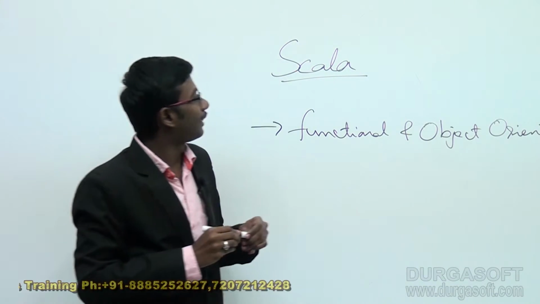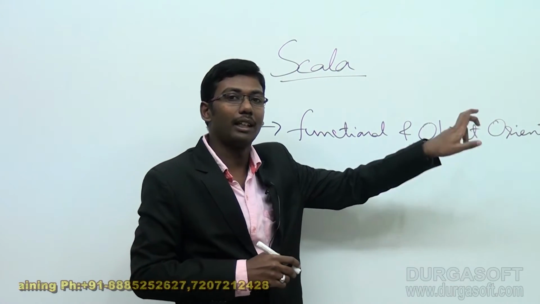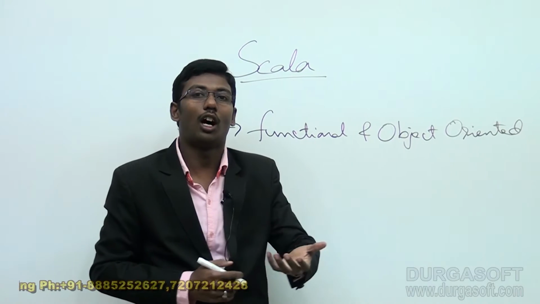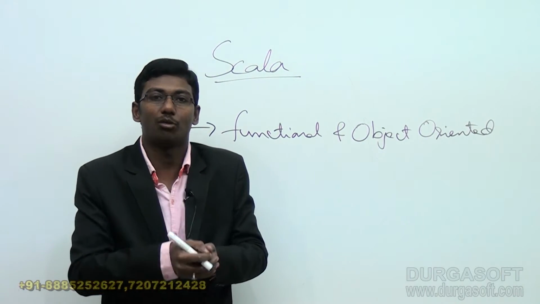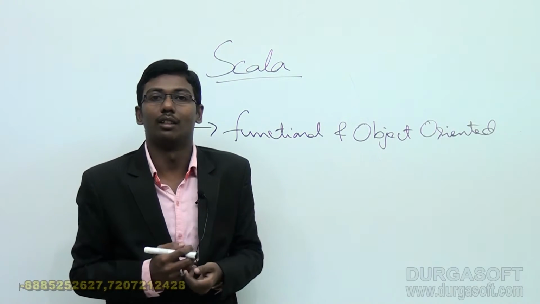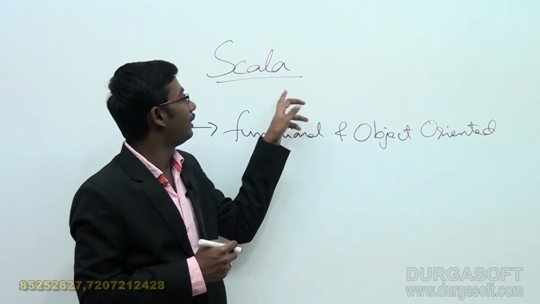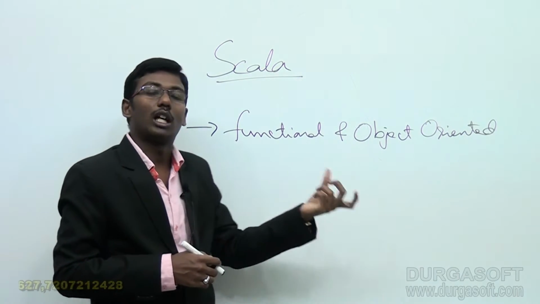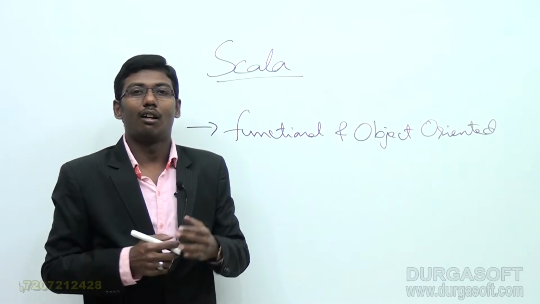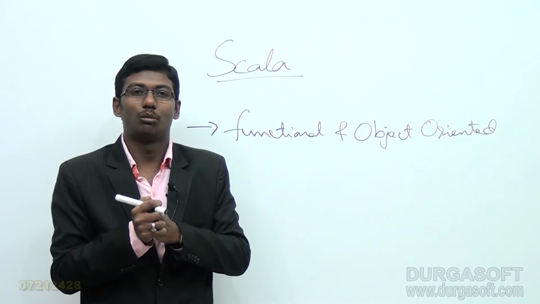We can also call Scala a purely object oriented programming language. Here every entity we say is an object, and every action we proceed with is a method call. For that purpose itself, I am calling Scala a purely object oriented programming language, and a functional programming language also.